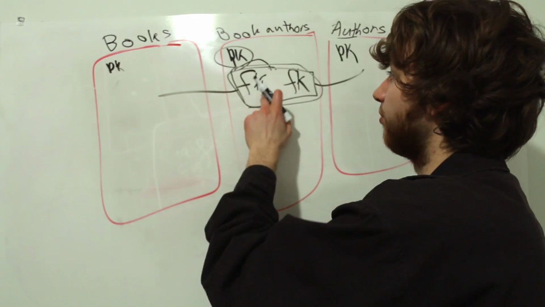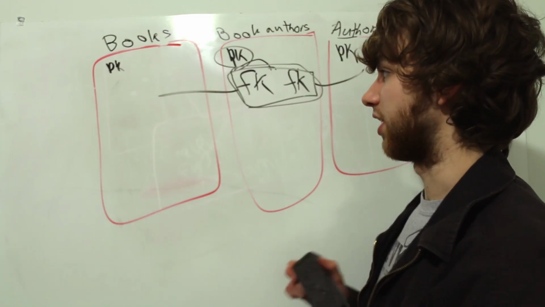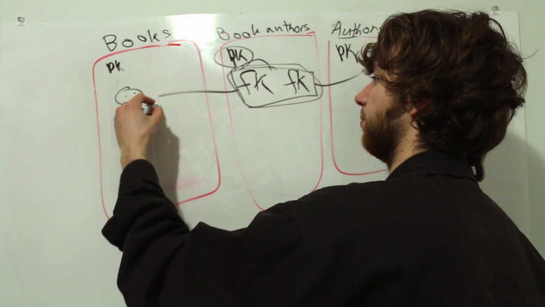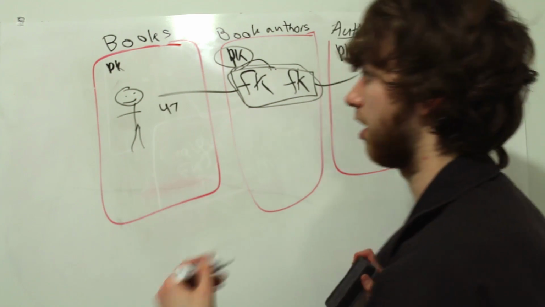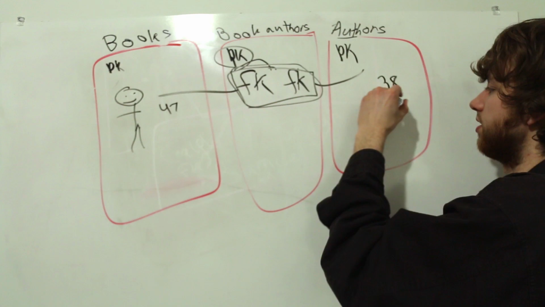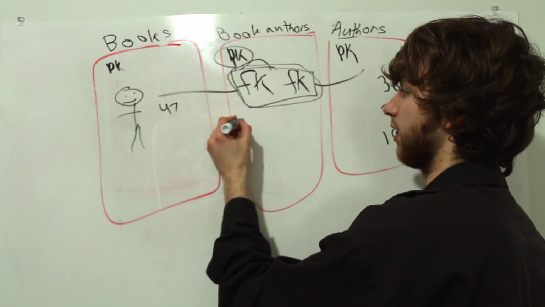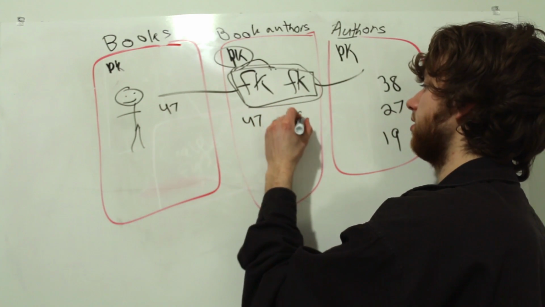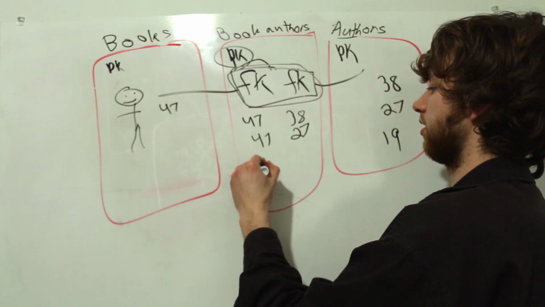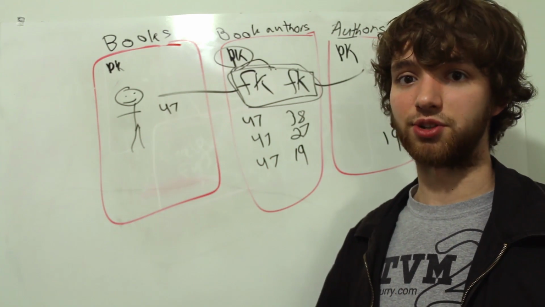But basically, the foreign key is going to reference the book, and the foreign key is going to reference the author. So you could have one author, this person over here, with the ID of 47, who authored 3 books, 38, 27, and 19. Those are the IDs of 3 books. The way it'd look in here, you would have 47 38, 47 27, 47 19. That is how a many-to-many relationship works.